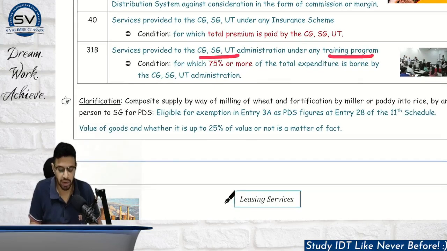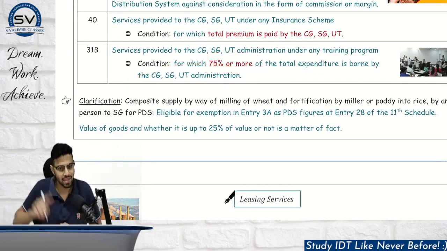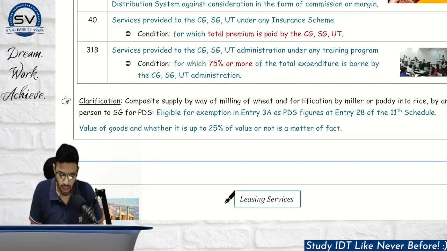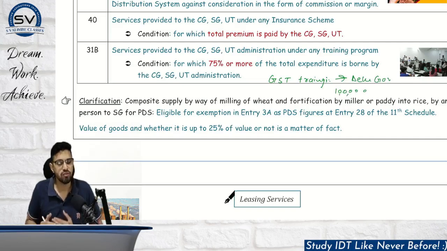So here government training programs are being provided. Condition: 75% or more of expenditure is borne by that central, state, UT administration. For example, I am providing GST training service to government, let's say to Delhi government employees, and I charge 1 lakh rupees for my training. It is a 5-day program. So if 75,000 or more of that 1 lakh is borne by that particular administration, whichever is taking the service, then in that case, no GST. But if let's say 60,000 is borne by the government and 40,000 by the participants, I will apply GST. I will charge GST on the invoice.